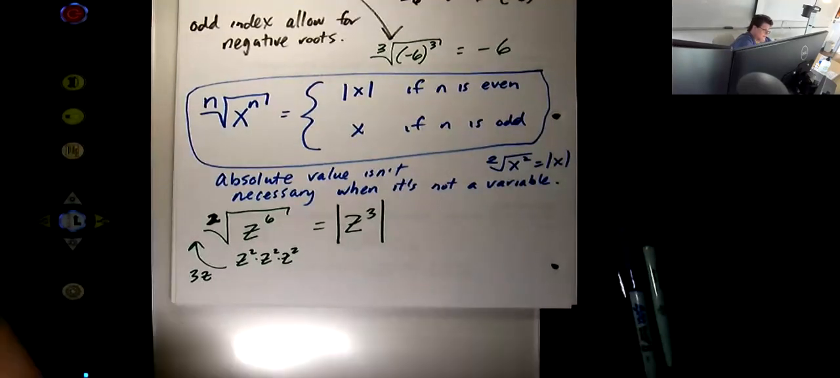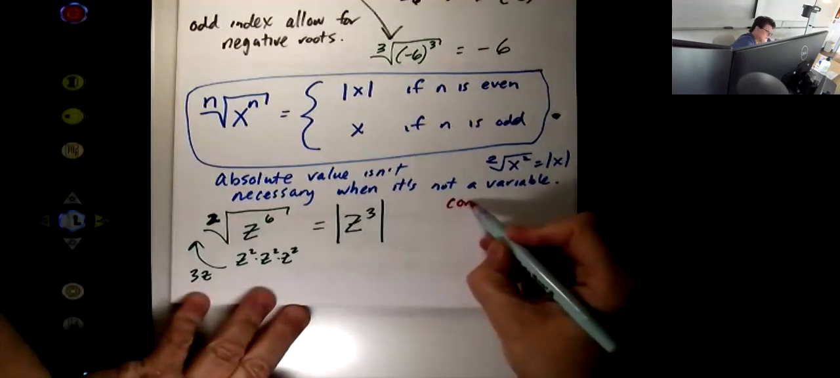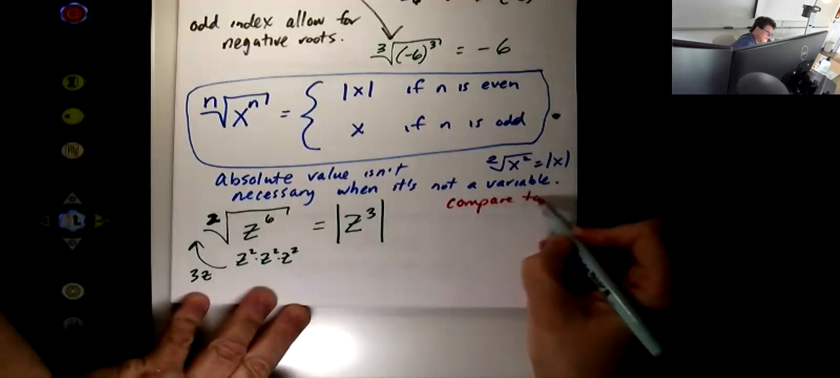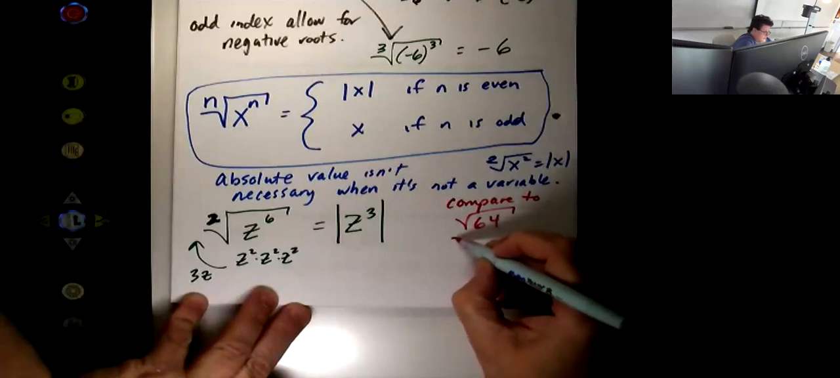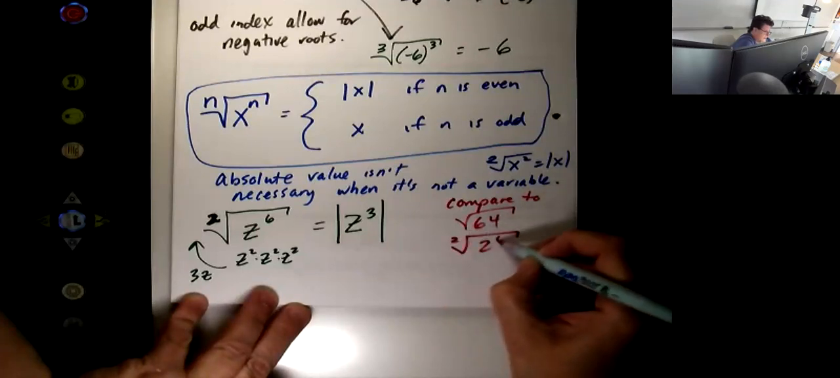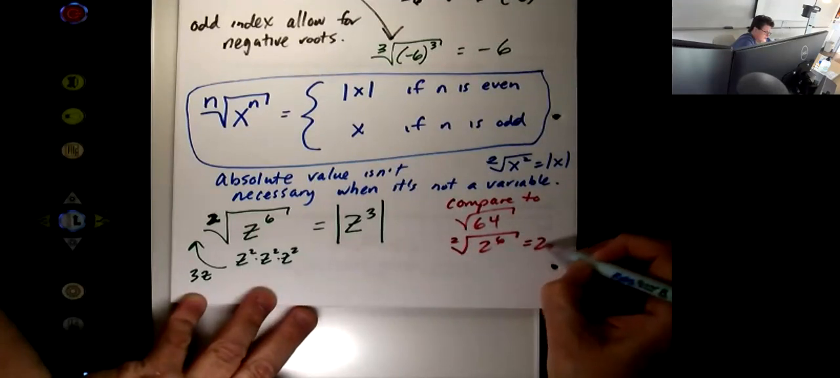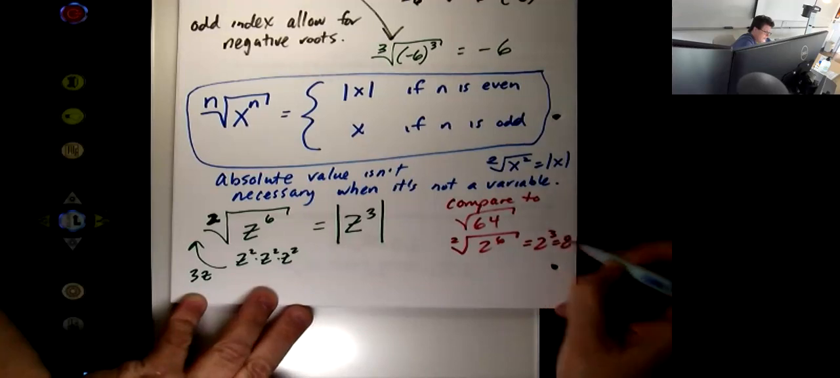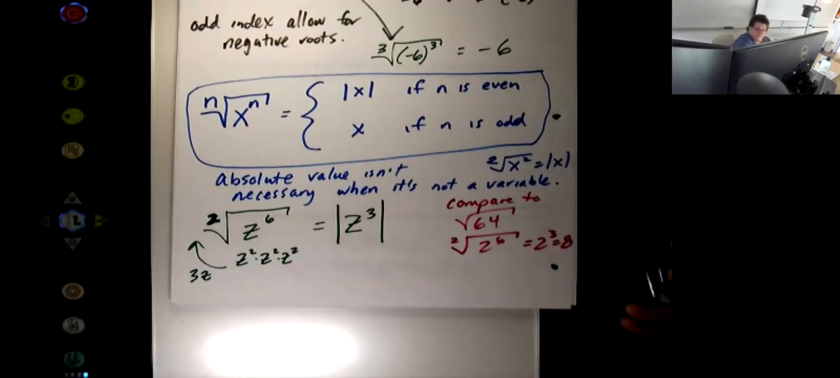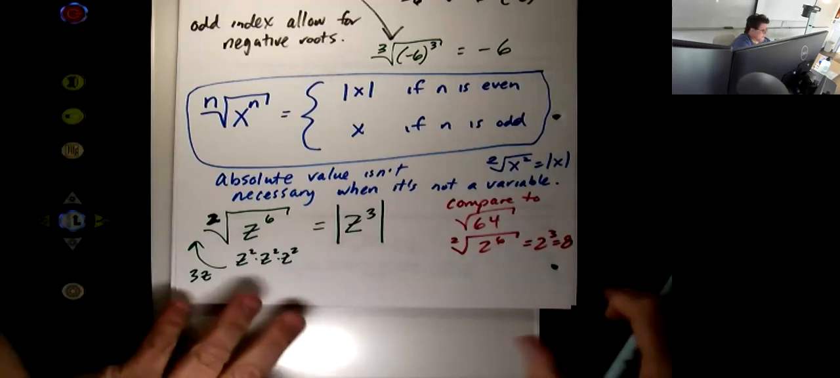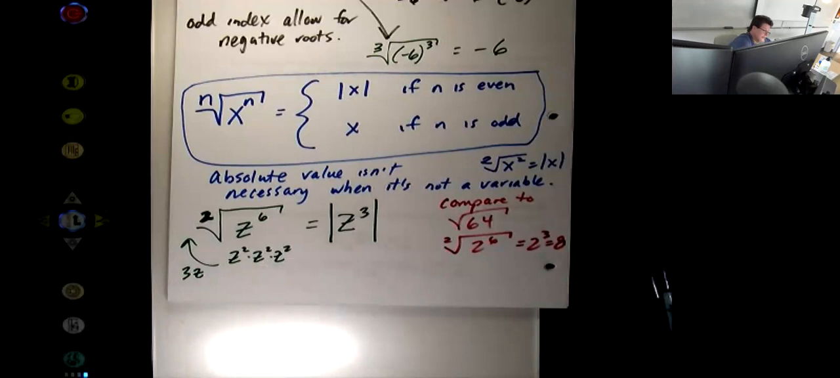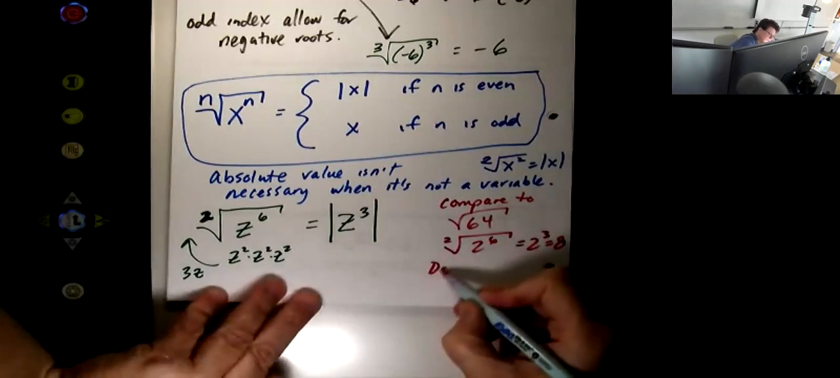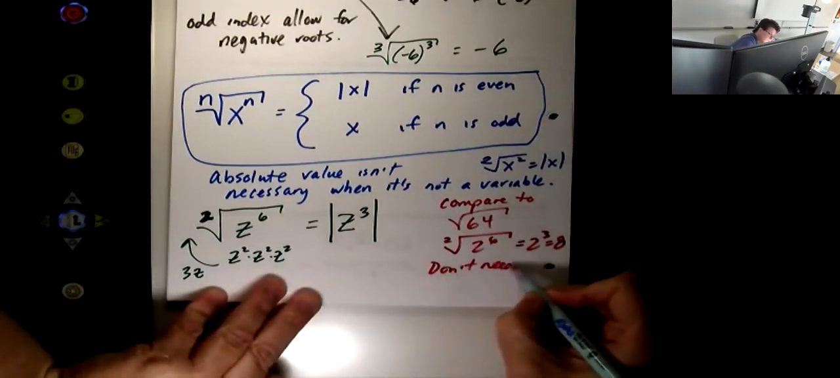Compared to what we did with 64. We had the square root of 2 to the 6th power. And I just said that was 2 cubed, which was 8. I didn't bother saying the absolute value sign, I just put the positive value. But for the variable, you need it. Don't need to show the absolute here.